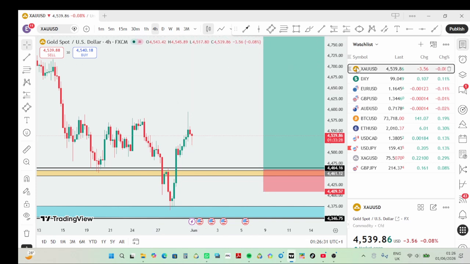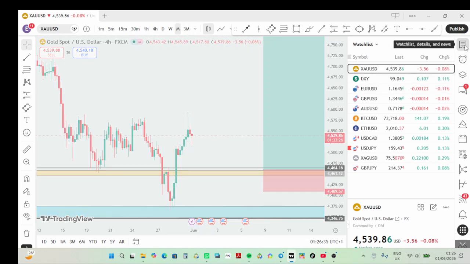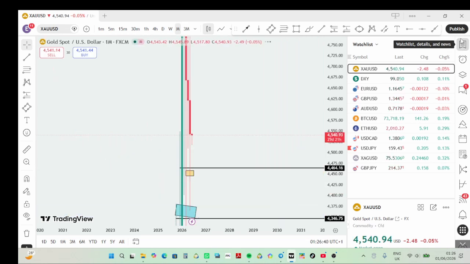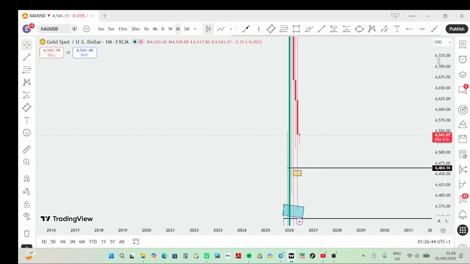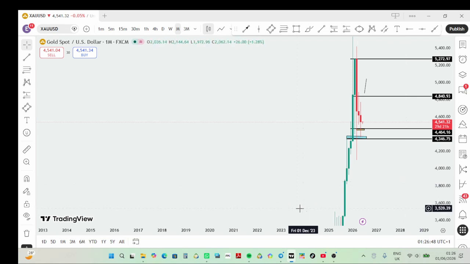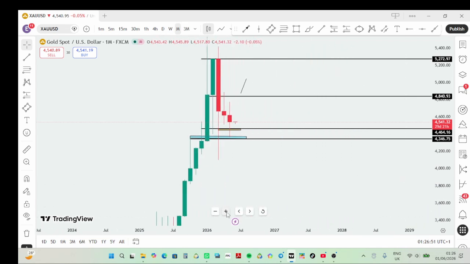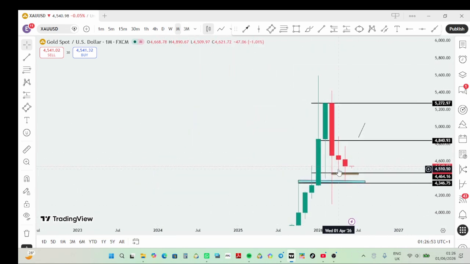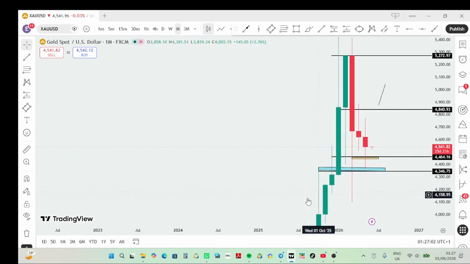We are going to start with gold. So let's start with gold. Let's see what's happened to gold in the month of May. Yes, this is the month of May, and this is the month of June, the opening month of June.